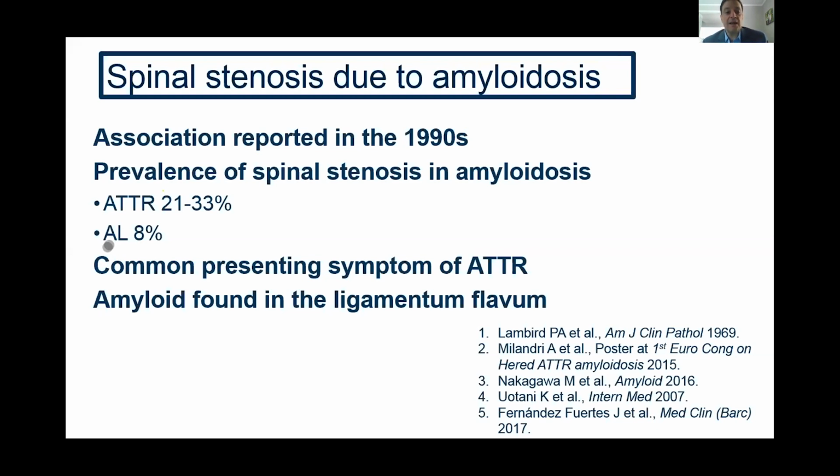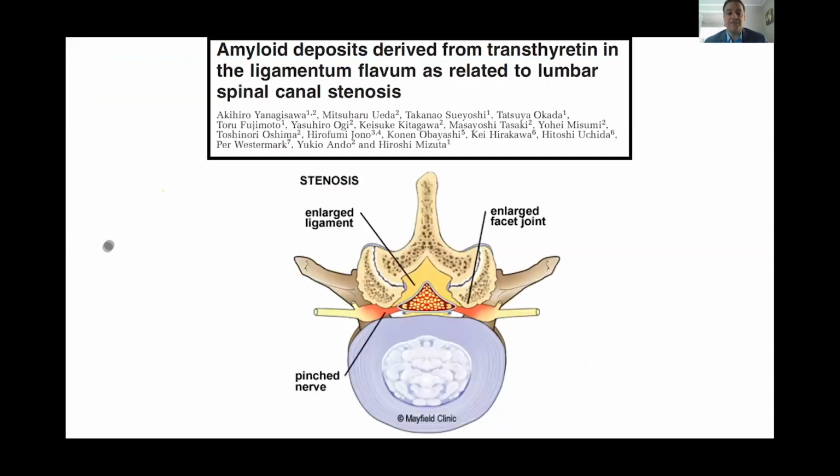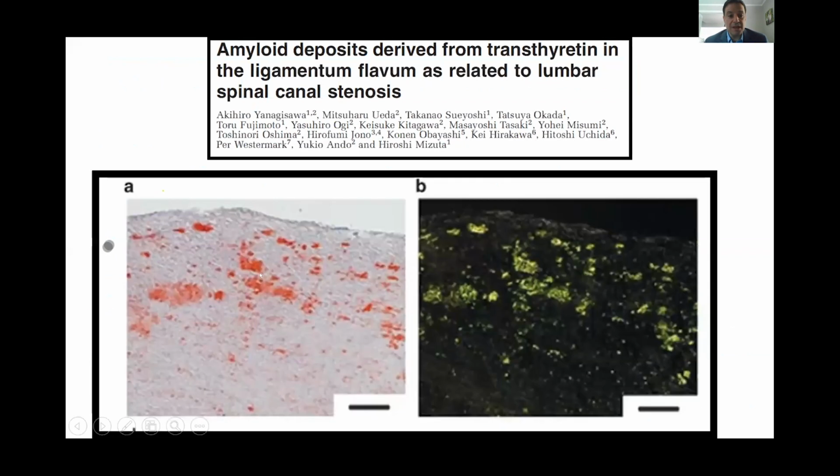And in this case, the amyloid is found in what's called the ligamentum flavum, or the yellow ligament, which is right here. You get deposition, which then can cause a compressive entrapment neuropathy. In this study in Japan, they actually showed one of these specimens where you can see the Congo red amyloid deposits, in this case TTR, in the ligamentum flavum.